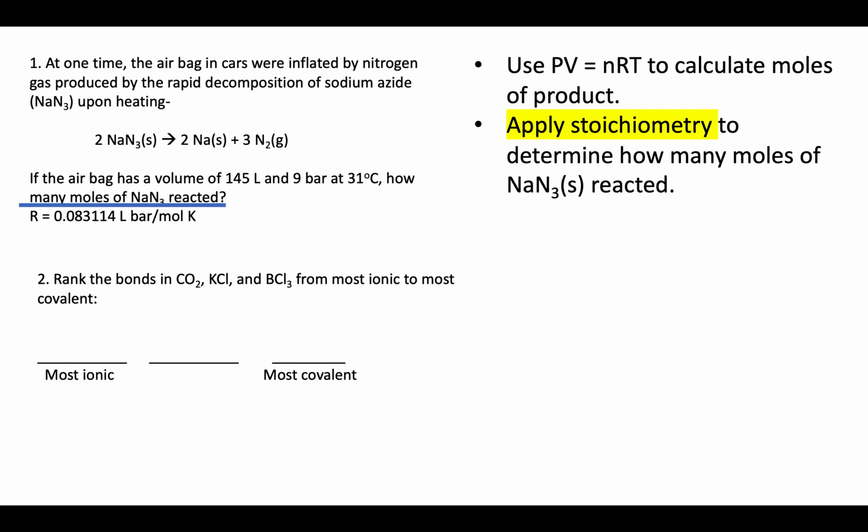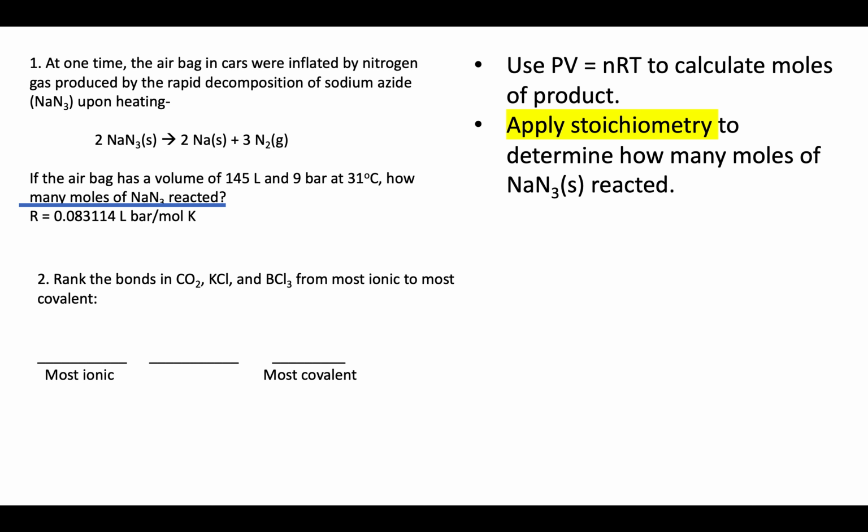If we're looking at the specific items on the exam, for the first part, it's a calculation involving gas stoichiometry. So the first task of using PV equals nRT to calculate moles of product, folks had a lot of success with that. Second part, though, we have to apply stoichiometry because it's asking how many moles of the sodium azide reacted. Not how many moles of gas were formed, but how many moles of the sodium azide reacted, so we had to apply stoichiometry for that.